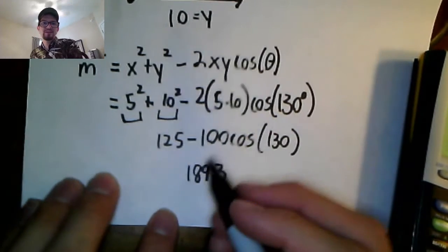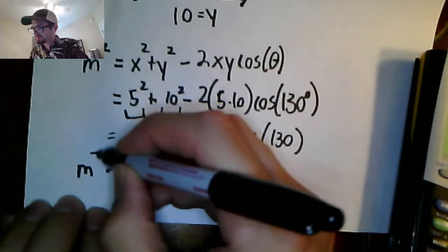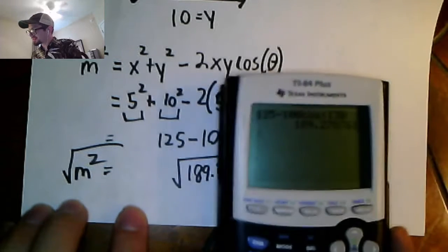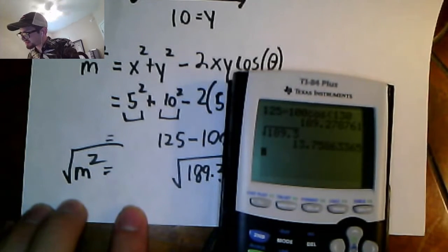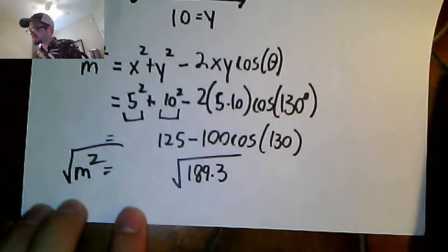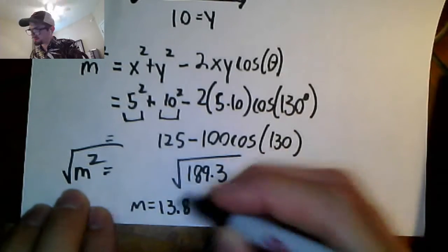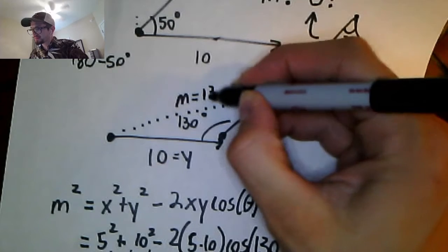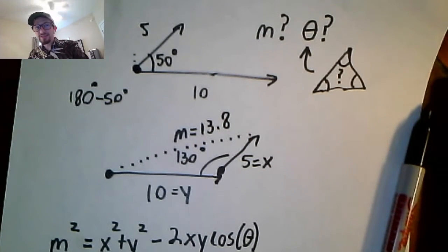Now remember, we're bringing this equal sign down, which means we're still solving for m squared. So to get rid of a square, we square root. And so the square root of 189.3 gives me 13.75. I'll round that up to 13.8. So m is 13.8. Now the question that we have to ask is, does that actually make sense?